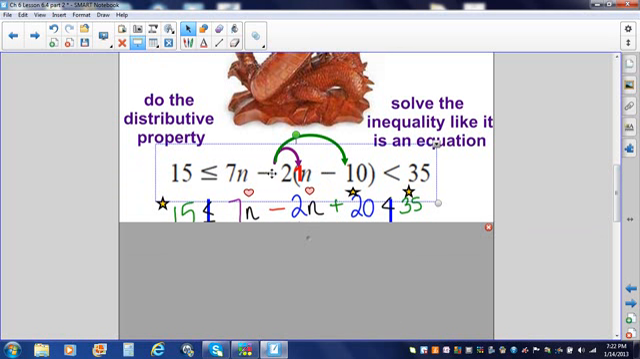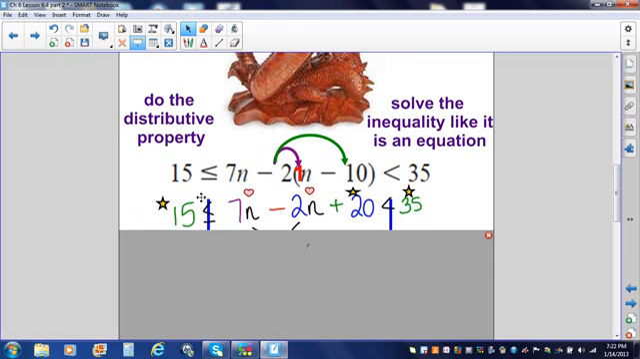The bad guy is leaving town. Everybody is happy. Now, I'm going to copy down the rest of my problem and bring down my inequality symbols.